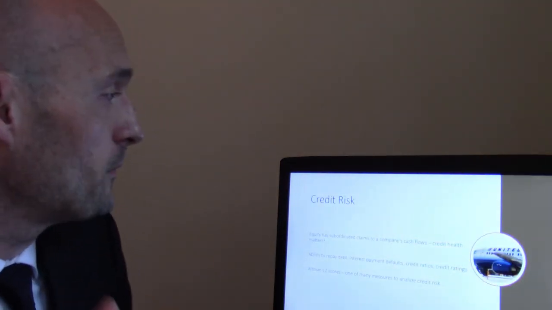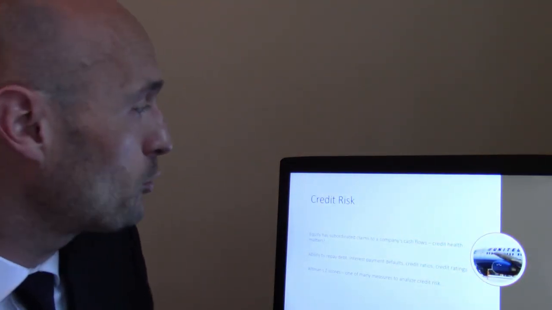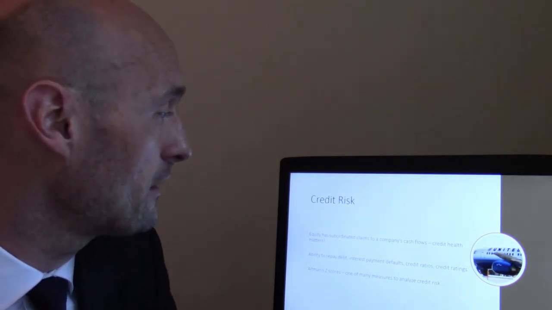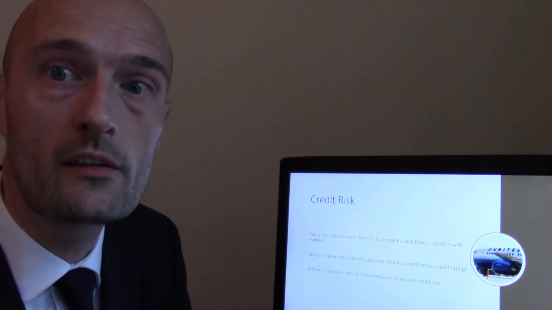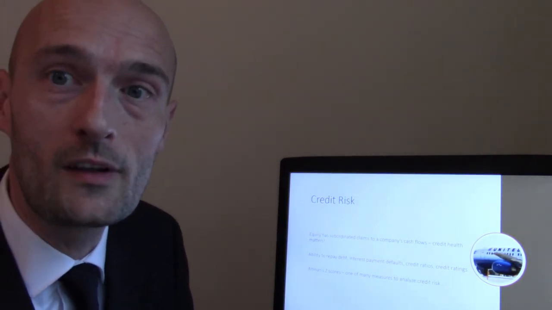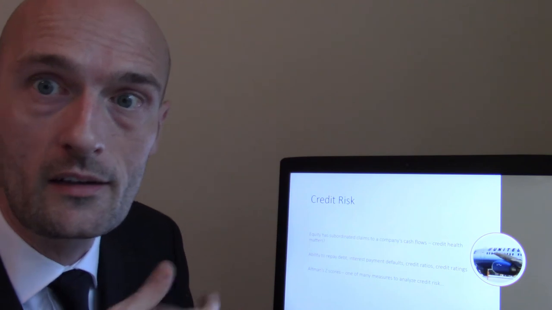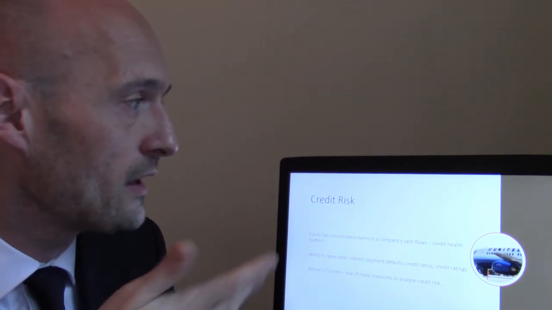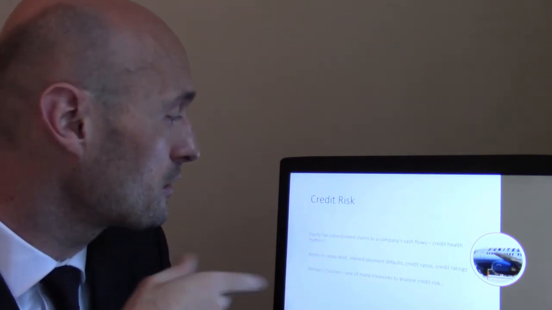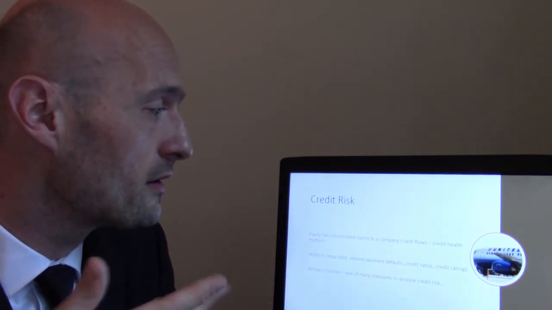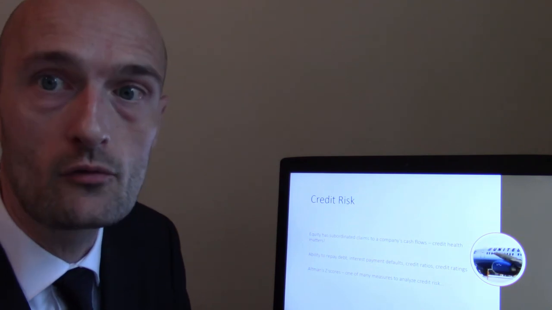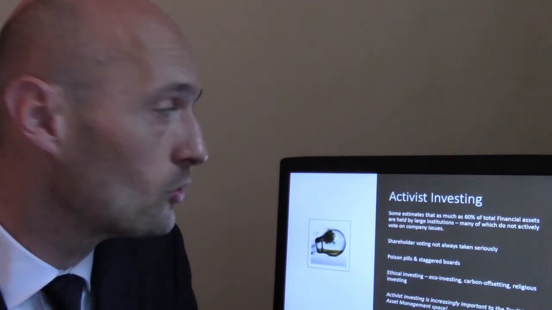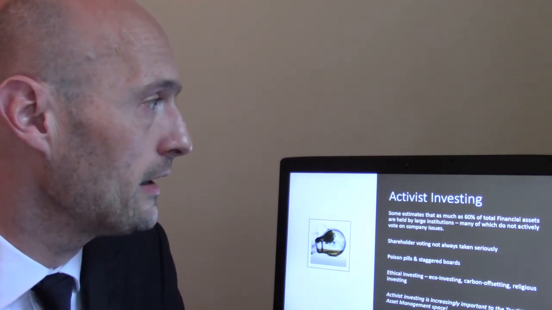Credit risk is our next approach we've got here. So equity has subordinated claims to a company's cash flows, and credit health matters. So there are certain investors, and they'll look at the kind of things that relate to bonds and try and use that analysis in order to invest in equity. There's things like the Altman Z score, which is a measure that's used to analyze credit risk, but equally equity investors will look at that kind of thing as well in order to decide what stocks to buy.